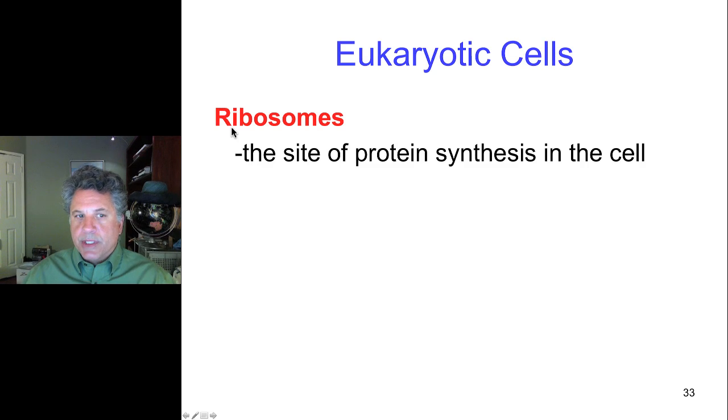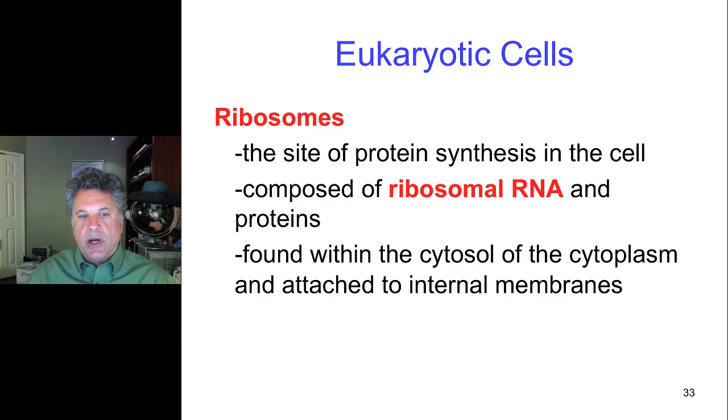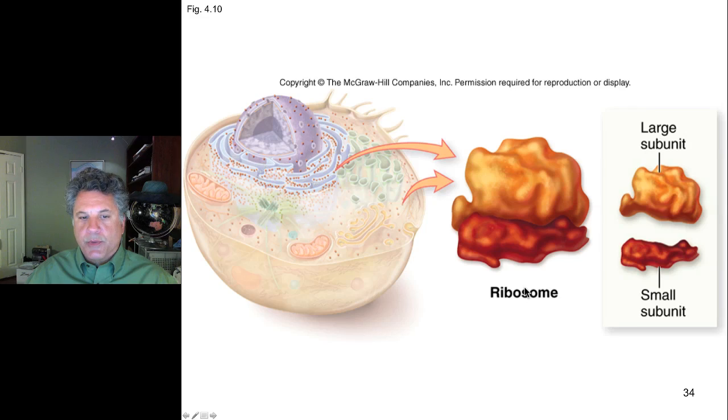We know that ribosomes are the site of protein synthesis in the cell. They have 2 components: a ribosomal RNA that is transcribed from genes in the nucleus and forms structural and also functional components of the ribosome, as well as proteins. So we refer to ribosomes as a ribonucleoprotein complex. And they are large. Ribosomes are very large. They're found within the cytoplasm, and attached to internal membranes as well, as we'll see.